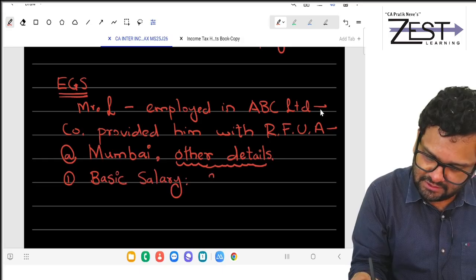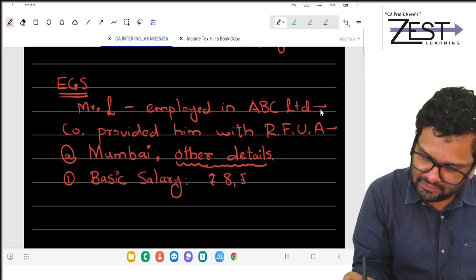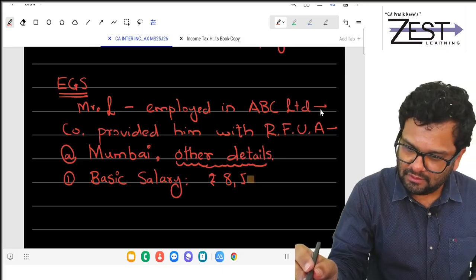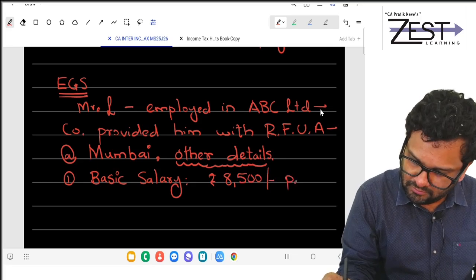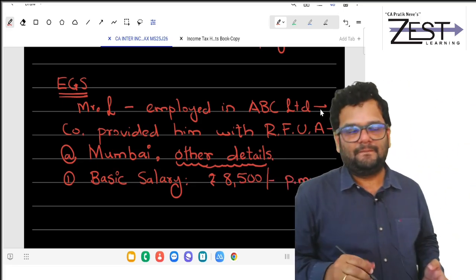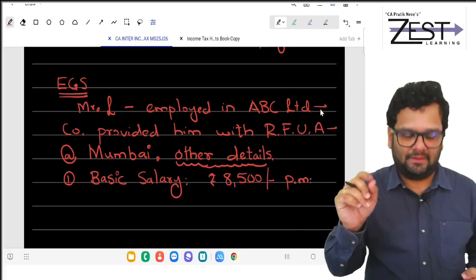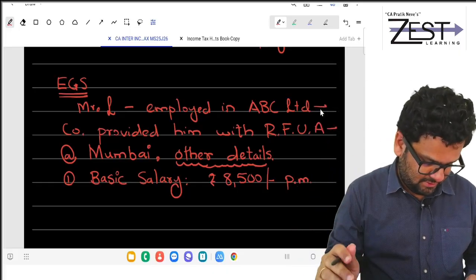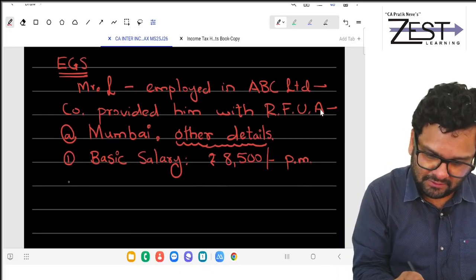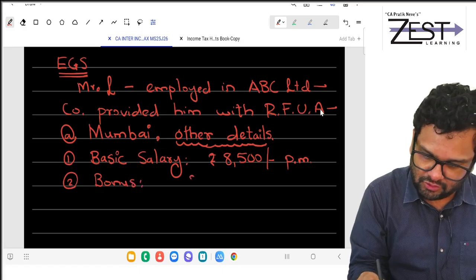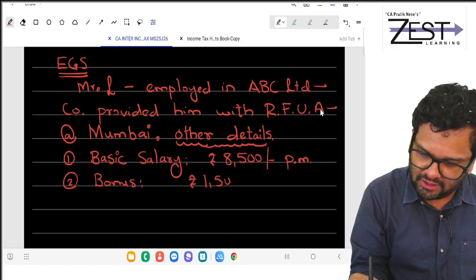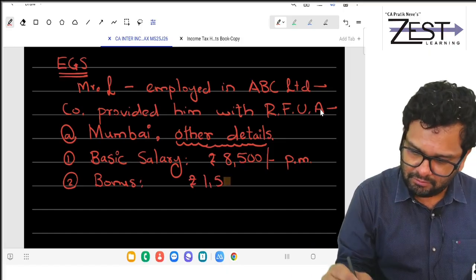Other details. First, basic. Do you want to know what is basic? Basic salary is 8,500. What is basic salary? 8,500 what? Per month. Bonus 1,500 per month. Do you want to know the bonus? Yes, of course. 1,500 per month.